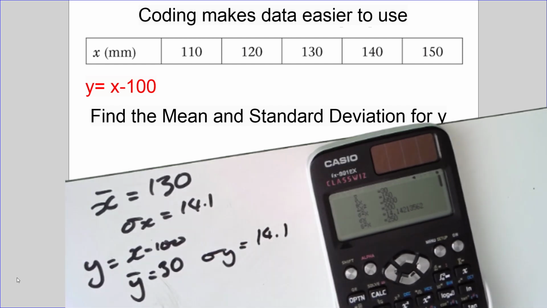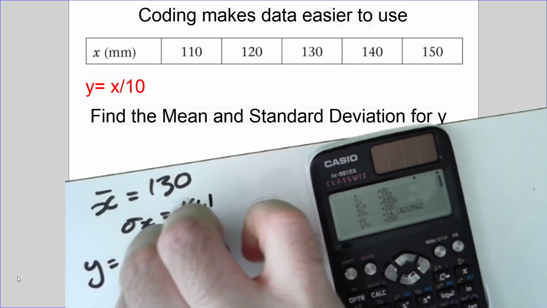Now this is significant because the mean has actually changed according to our formula. So we took away 100 from all of our x values, and this meant that our mean went down by 100. But because we moved everything by the same amount, our standard deviation has not changed. So our standard deviation ignored the fact that we took away 100 because it's about spread of data and the spread hasn't changed.